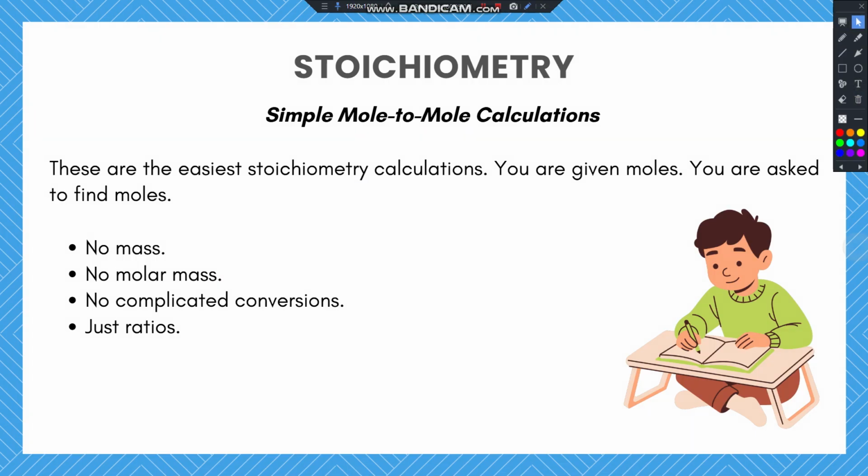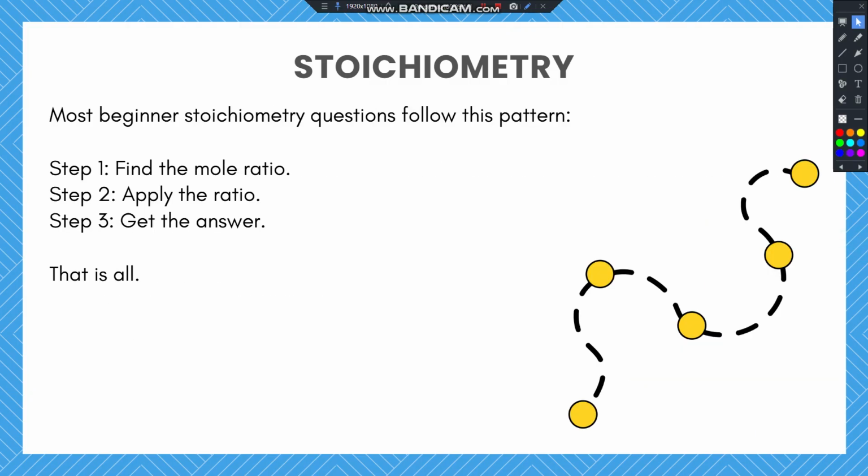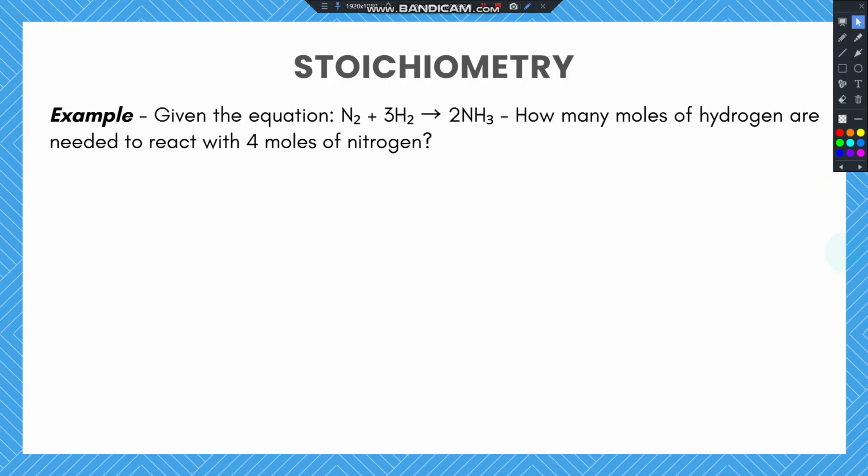But before that, there are a number of steps that you need to take before you can handle questions that involve mole to mole calculations. What are they? Well, most beginner stoichiometry questions follow this pattern. Step number one is find the mole ratio. Step number two, apply the ratio. Step number three, get the answer. That is all. So let's check out some examples and see if we can learn a thing or two.